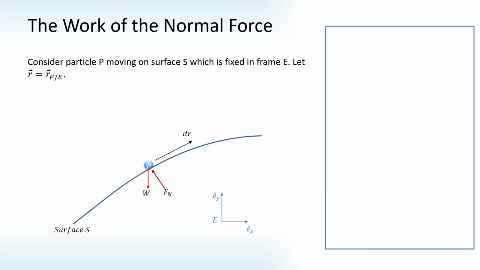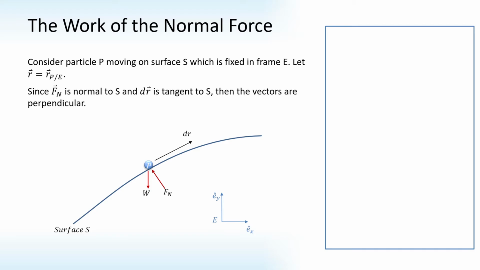The normal force never actually does any work. To understand why that is, consider particle P moving on surface S, which is fixed in the inertial reference frame E. Since the normal force is always perpendicular to the surface and the motion is always tangent to the surface, then the force and displacement vectors are always perpendicular. Hence, the work done by any normal force is 0.